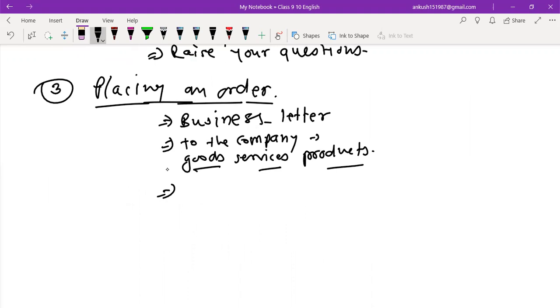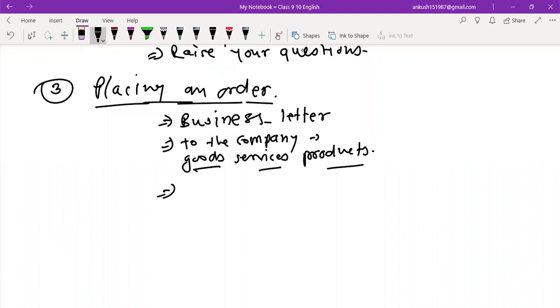Have you ever purchased anything from an online platform? Yes, sir. 16 people are here, join with me, including me. 17 are there now, 18 are there. Okay, all might have purchased something, this or that, from an online platform.